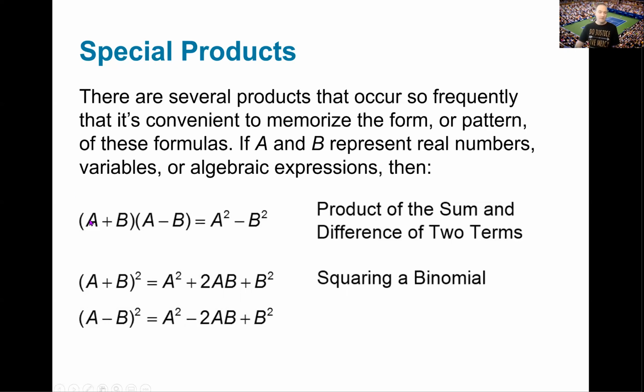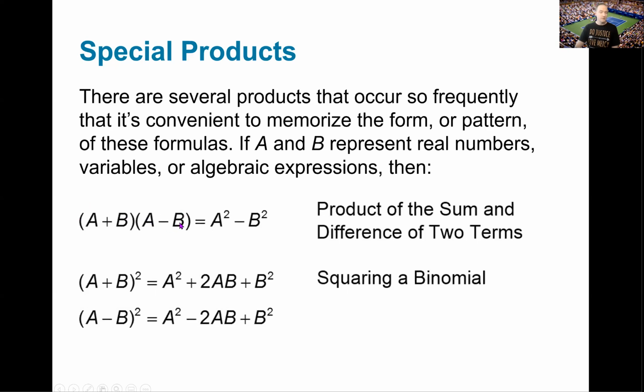And you can see that if you use the distributive property, you get a times a, then you'd have minus ab, but then the next term would be plus ab. So those middle terms cancel, and then you just have minus b times b, minus b squared. So anytime you're multiplying a binomial by its conjugate.